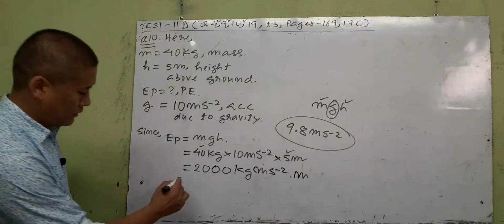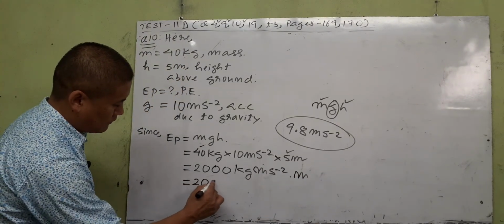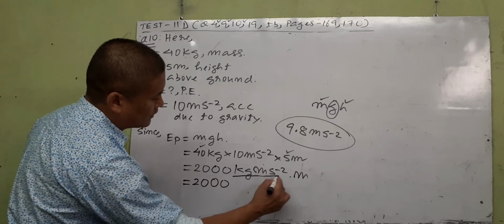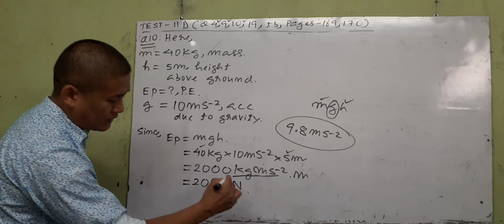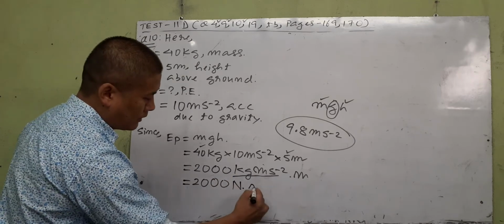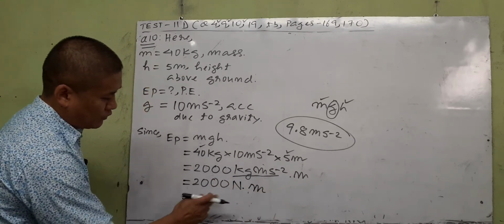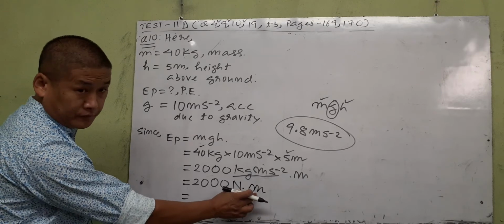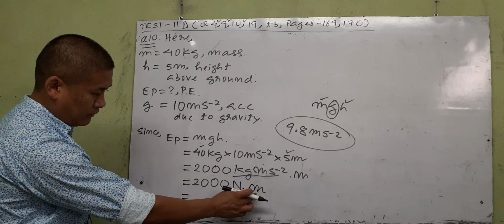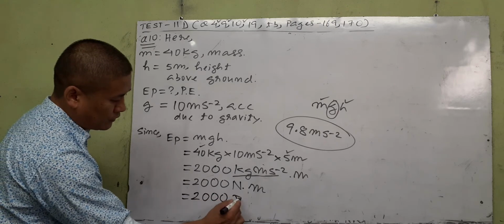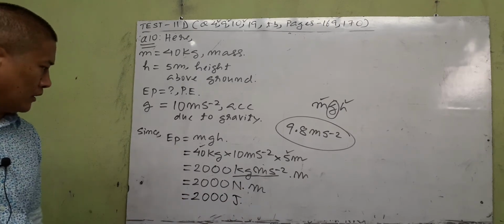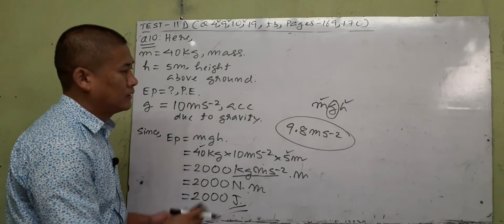Okay, so here that will give you 2000, and we know kg meter per second square is the unit of force, which can be written in short as Newton, and here m. Newton meter, which is the unit of energy, can be written in short in the SI unit joule, right, in the honor of the scientist Joule. So this is our first answer.